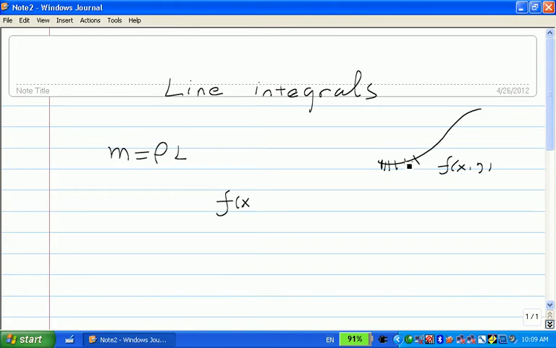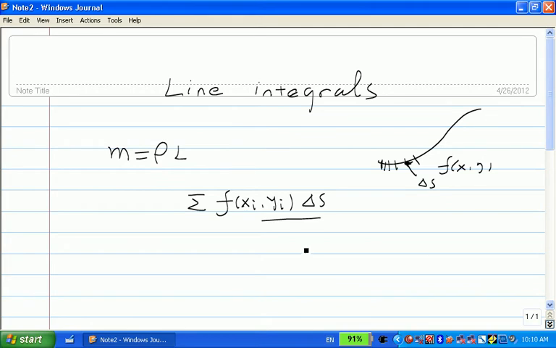Pick an arbitrary point, say (xi, yi). That gives you the density at that point. Then times the length of that segment, which we call delta S. So this gives you an approximation for the mass of this segment. Now you have so many of them, you add them together. That would give you an approximation for the mass of this total wire.